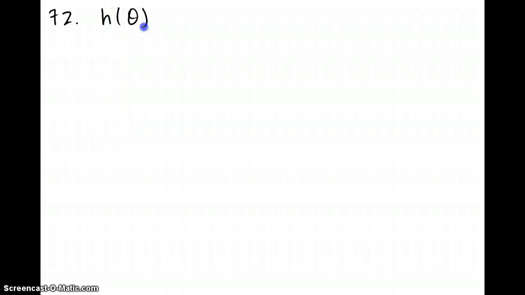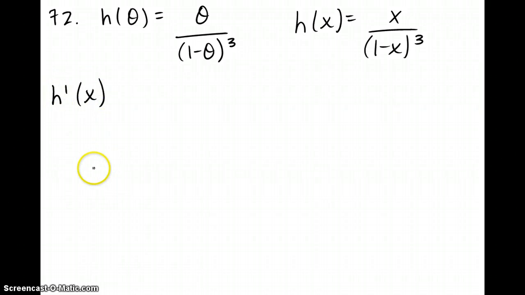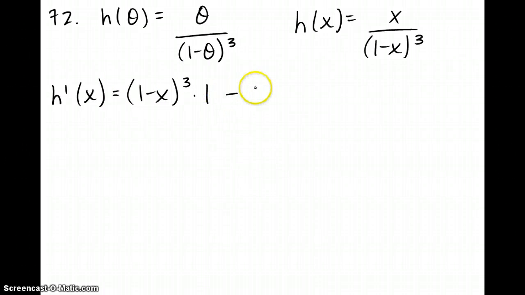h of theta equals theta all over 1 minus theta quantity cubed. I know that you can't stand seeing anything other than x, so let's rewrite it. Now to find the derivative, we're going to need the quotient rule because there's a variable in the numerator and denominator. Quotient rule: bottom function times the derivative of the top function minus top function times the derivative of the bottom.